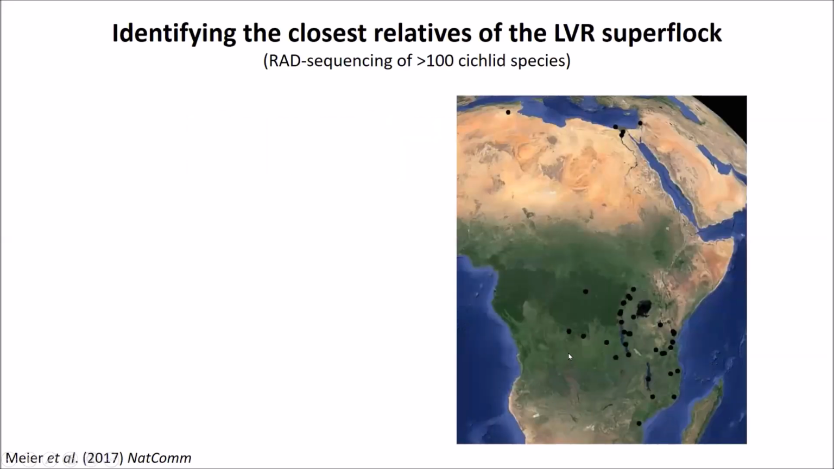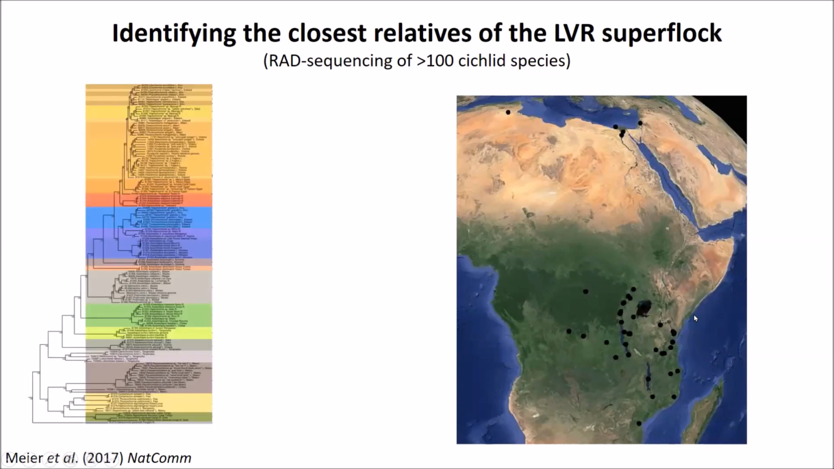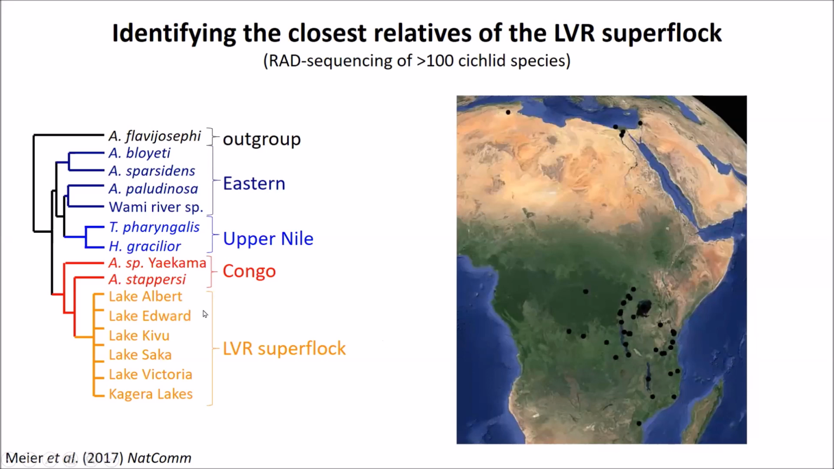For that, we sequenced cichlid representatives of all major drainage systems in the region that are or have been in contact with the region in the past. We used RAD sequencing, so we generated a giant tree. Because it's really hard to read anything, let's just zoom into this region here, which contains what we call the Lake Victoria Region Superflock. That's the 700 species from the Lake Victoria region that form part of these radiations.